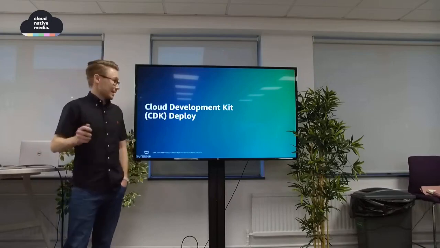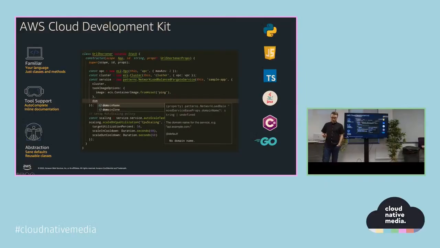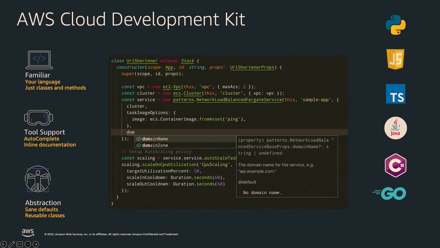So CDK. AWS Cloud Development Kit is an open source development framework that allowed you to model and provision your cloud application infrastructures. So it was part of that abstraction layer, and we'll talk a little bit more about abstraction in a while. But what CDK did was it synthesized to CloudFormation. That's a key concept to understand.